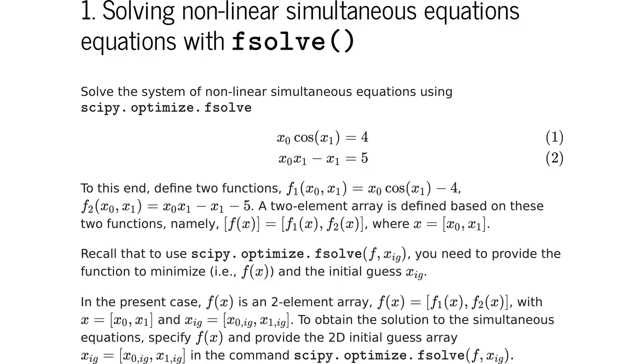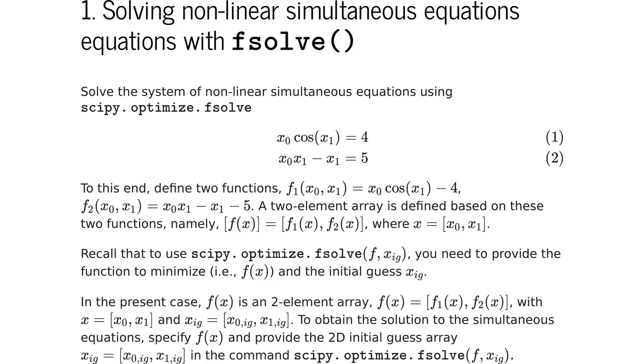To use fsolve, we first need to rewrite these equations so that they equal 0. So we will define a first function, let us call it f1, as x0 times cosine of x1 minus 4, and a second function, f2, as x0 times x1 minus 5.